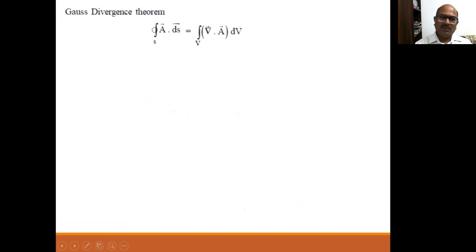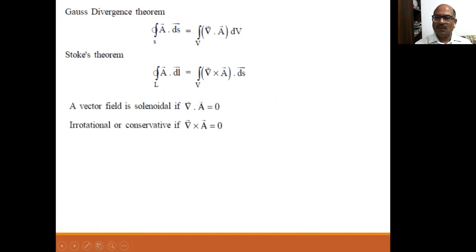In addition, we have learned about the Gauss divergence theorem, which is actually very simple, stated like the surface integral of any vector field A is equal to the volume integral of divergence of that vector, del dot A. Okay, we have seen the Stokes theorem, where the line integral of the vector field is equal to the surface integral of the curl of that vector field. And a vector field is solenoidal if divergence is 0 and irrotational or conservative if curl is equal to 0.